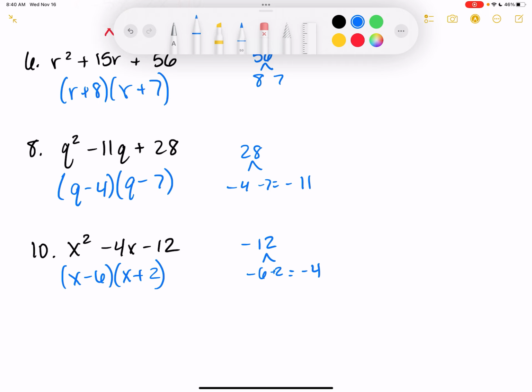At a minimum, if you're not going to check the whole thing, I would always at least check the middle term. So minus 6x plus 2x is negative 4x, because that way you at least know your signs are right, because that's probably the biggest problem, signs being wrong.